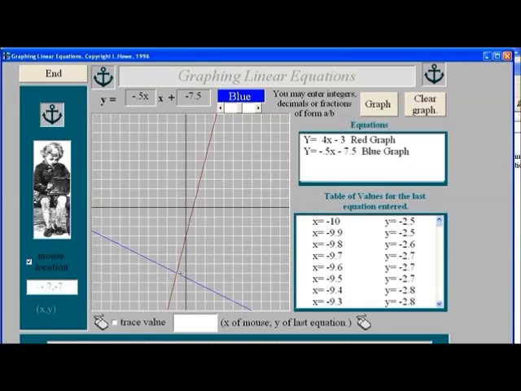So that point is negative 1, negative 7. So if I trace the value of the mouse, I can bring this right here. Oops, except I've got to get it right on the lattice point. Negative 1, negative 7 is the solution to this system, and we found it graphically. I hope you understand that. Thanks.